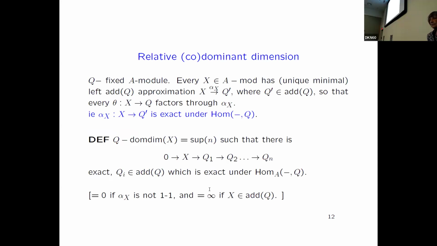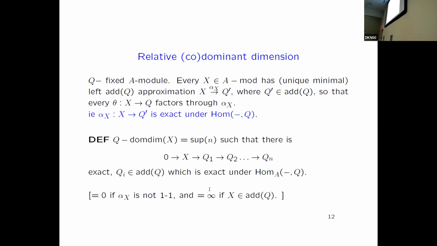Right, so what is this dominant dimension? So you take some fixed module Q, and then every module X has an approximation. So you can show that you have a map alpha from X to something which is in add Q, and so every theta from X to Q factors through alpha X. Or in other words, the map is exact under the functor Hom(-, Q). And so you can iterate that, and so you can define a relative dominant dimension, the largest n so that you have an exact sequence where the terms are direct sums of summands of Q, and they should be exact under Hom(-, Q).